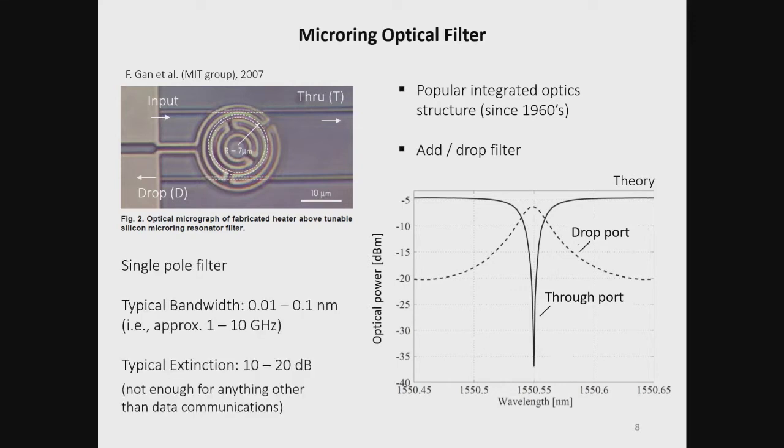The problem, if there is one, is that the extinction that you're seeing, this is a theory calculation, you can rarely get it this precise. The extinction is about 10 to 20 dB, and that's not really good enough for anything other than data communications. And so microring optical filters have predominantly been used in WDM, or wavelength division multiplex systems. The question is, can you do better? And just like the digital signal processing people, if you can make multi-order filters, you can probably do better. And so like others, we did.